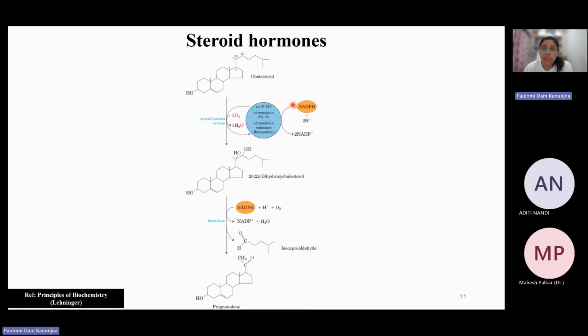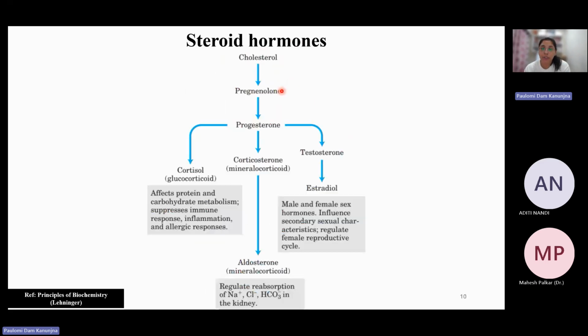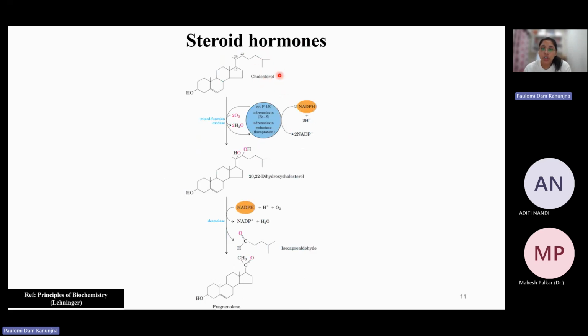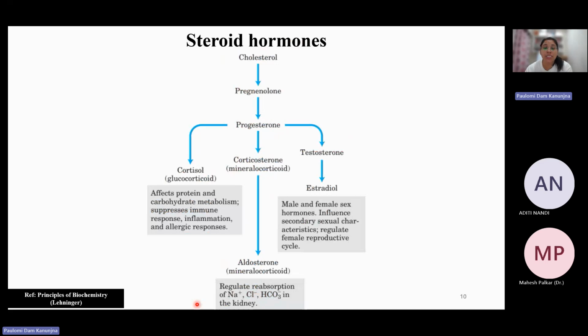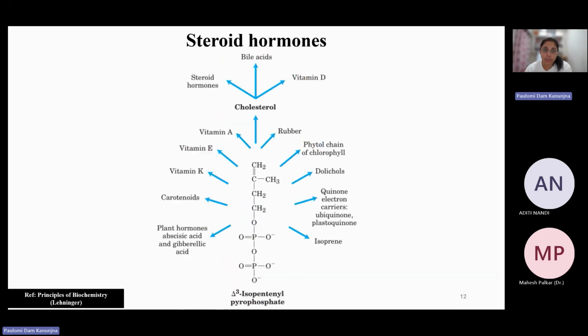And these steroid hormones, again, just an example of how pregnenolone is formed. So the cholesterol is formed, and if this ring you see on this structure has modification, that gives rise to pregnenolone, which again further undergoes several modifications to give rise to different kinds of hormones, right?